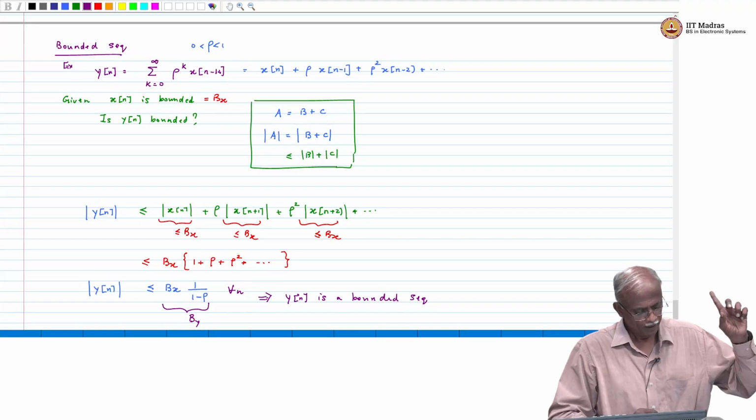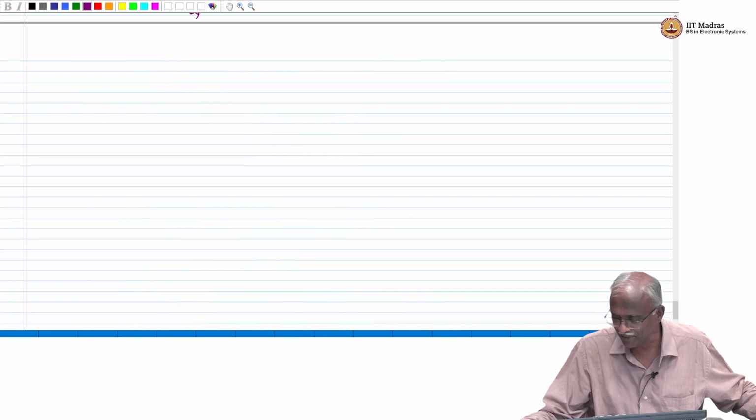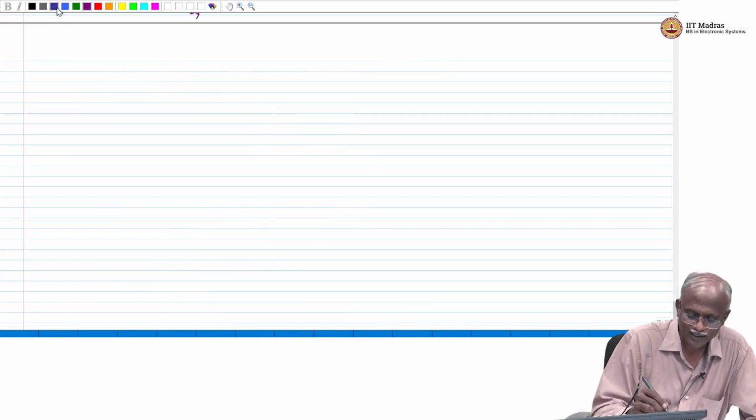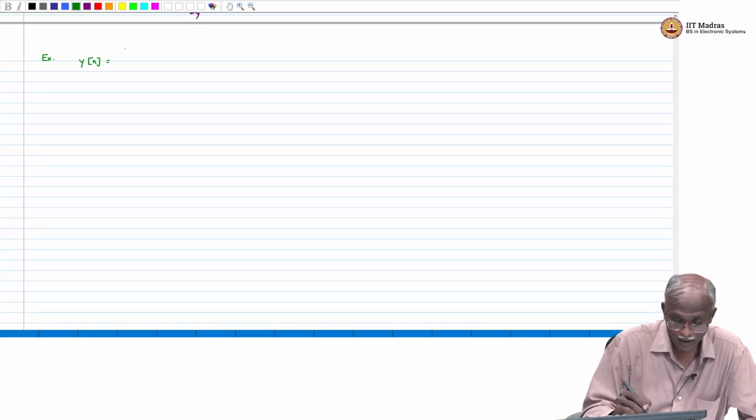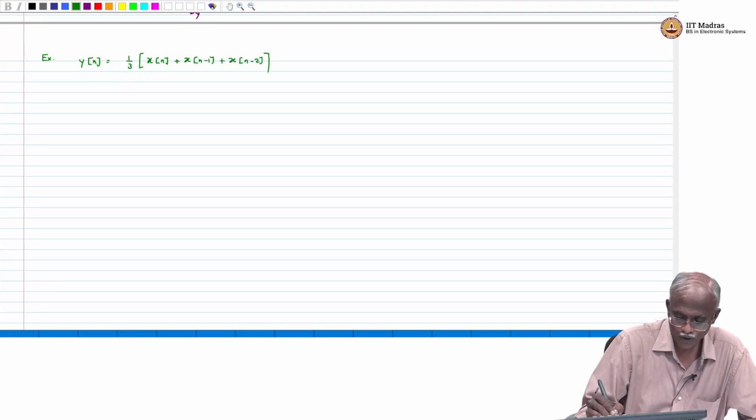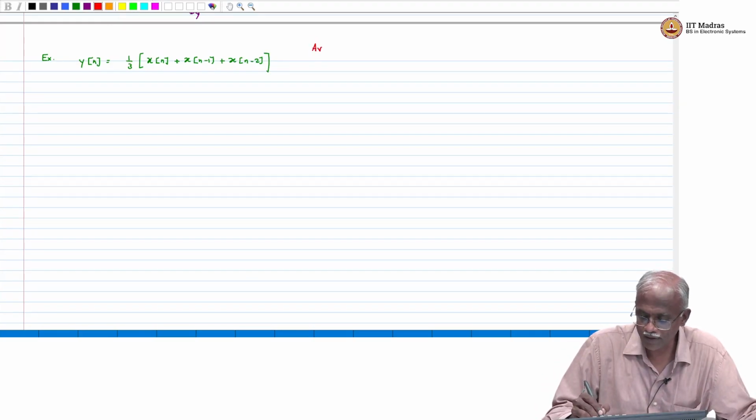Okay? Good. Now, maybe after a difficult example, let me give you a very simple example. You will find that this is very trivial and straightforward. Okay, if I have y of n, this is the averaging filter which we have talked about, 1 by 3 times x of n plus x of n minus 1 plus x of n minus 2. Okay, some just interesting observations. This is the averaging filter, 3-tap averaging filter.